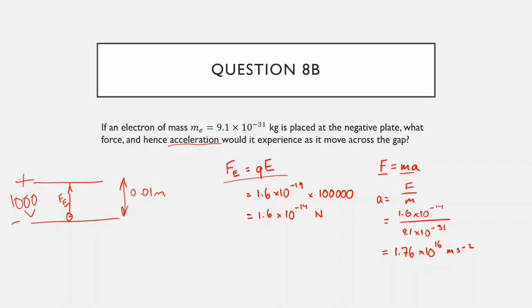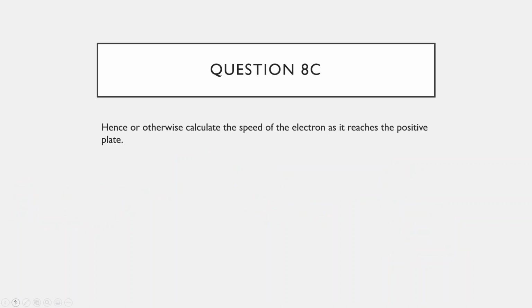Cool. All right. There you go. All right. So if you want a force acting on a charge between two parallel plates, you need to know the electric field strength of those plates. Okay. And then you just multiply the charge by the field strength. Okay. So 8c. Hence or otherwise, calculate the speed of the electron as it reaches the positive plate.